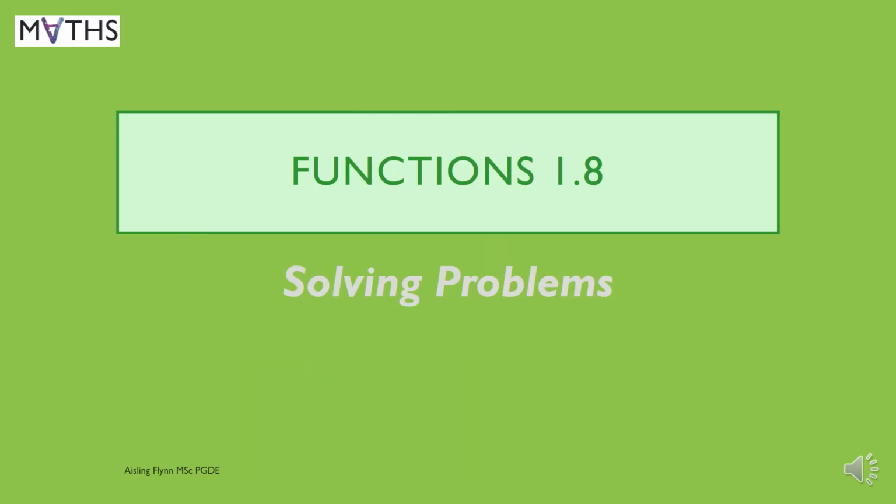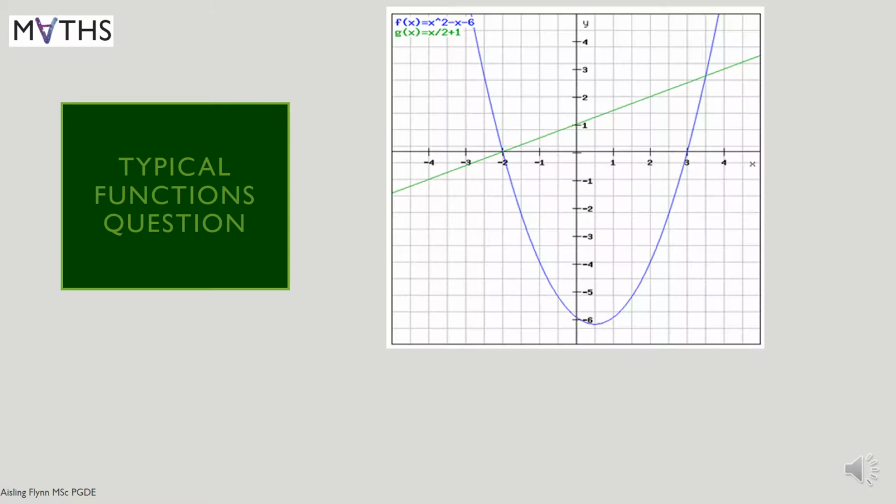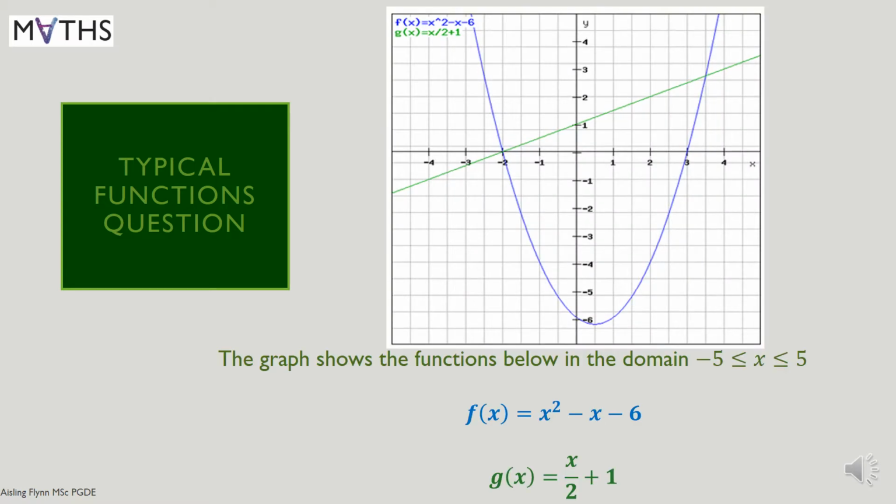This is Functions 1.8, Solving Problems. So what we have here is a typical functions question. The graph shows the functions below in the domain -5 to +5. Okay, so in the blue we have f of x, which is a quadratic function, and in the green we have g of x, which is a linear function.